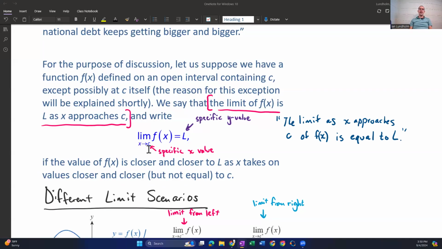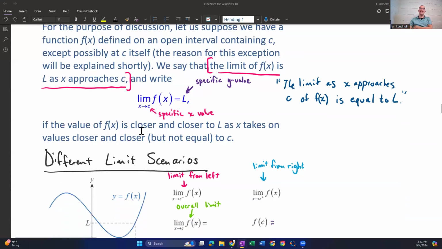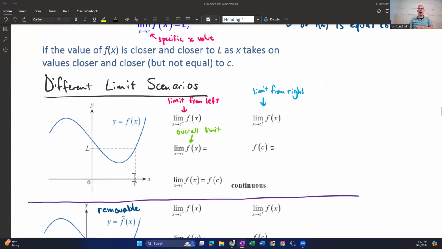And so I'd like to take a look at some different limit scenarios and talk about the things that we might see. Generally, when we talk about limits, we are using a one-dimensional domain, meaning that our domain is the x values that we're allowed to put in. And we can approach C from two different directions when we're working with a number line.